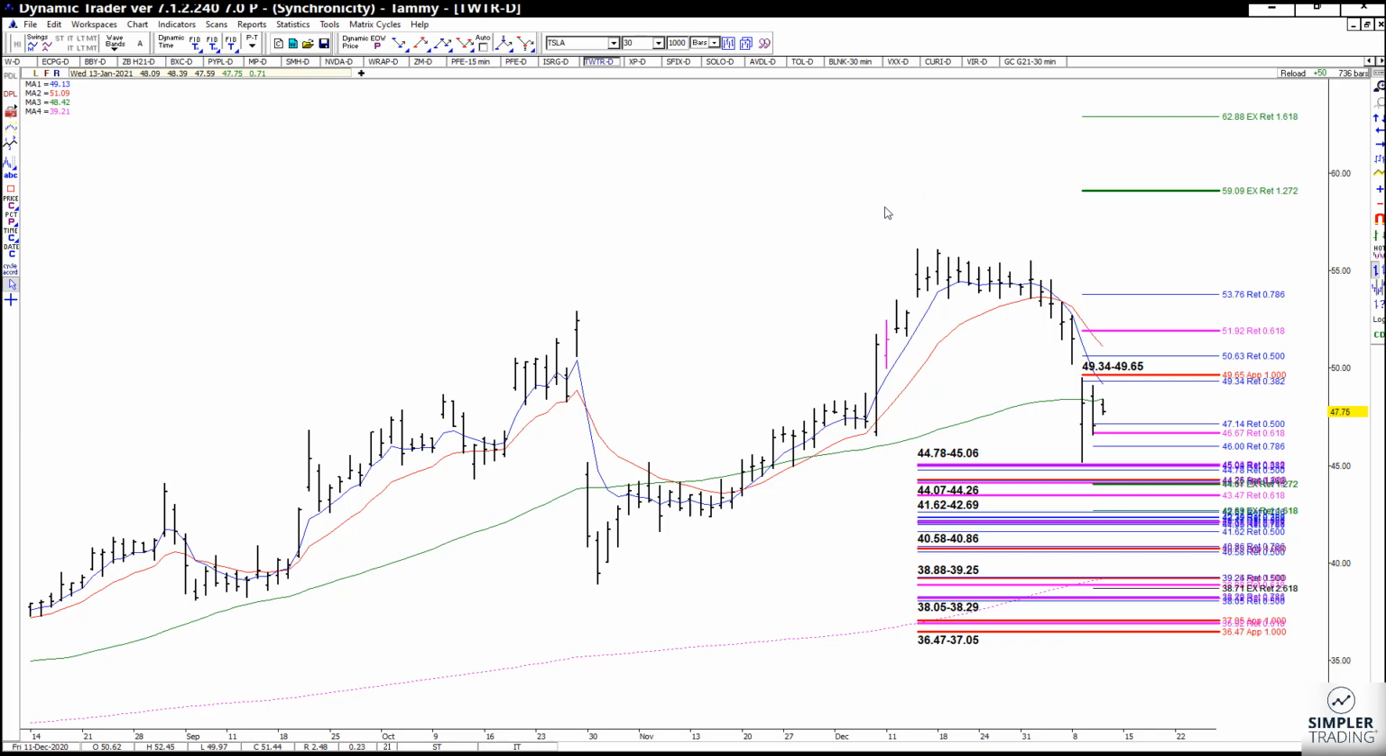I wanted to give you an update on Twitter because I have been getting a lot of questions about it in our room. So here's what I've got for you here on Twitter. I've got a cluster of support for you here coming in at 44.78 to 45.06. Looks like we have bounced. I am assuming that we have triggered.